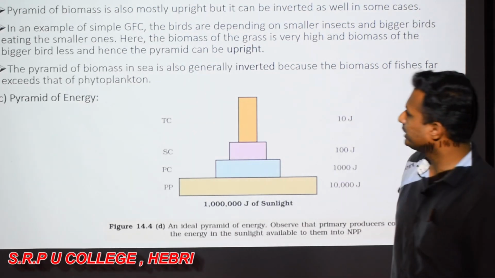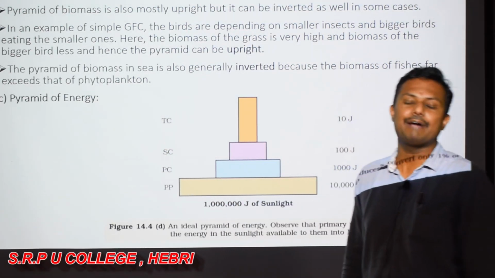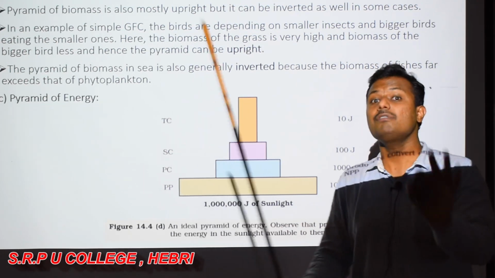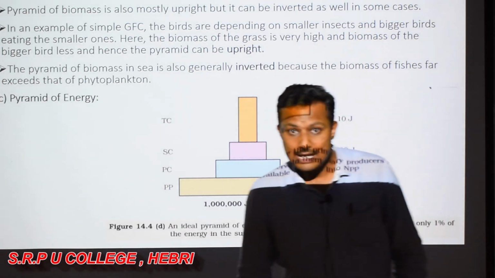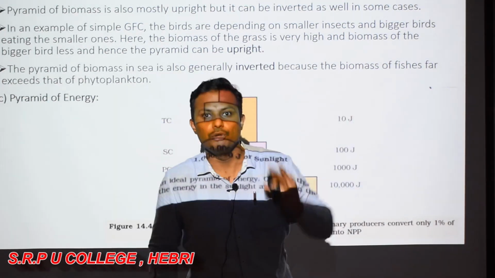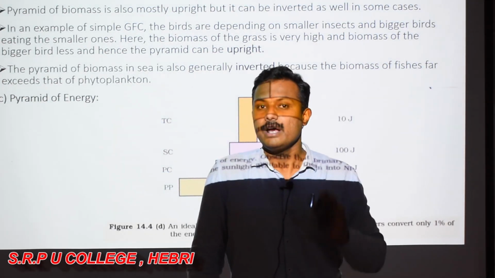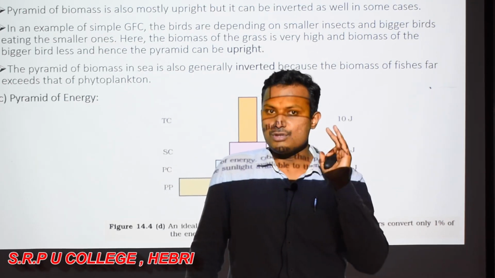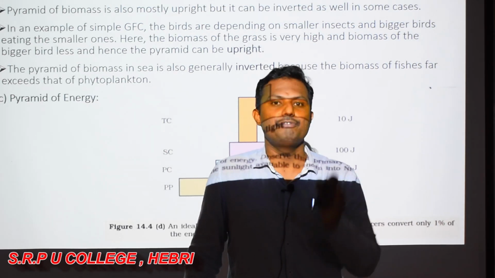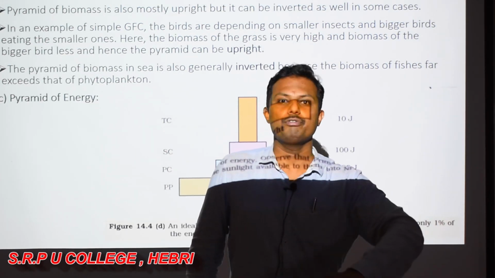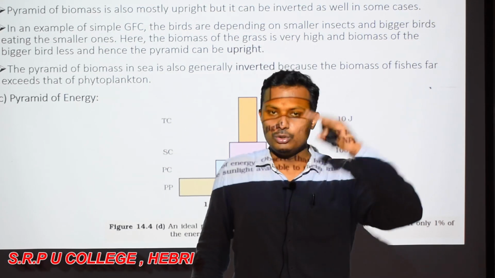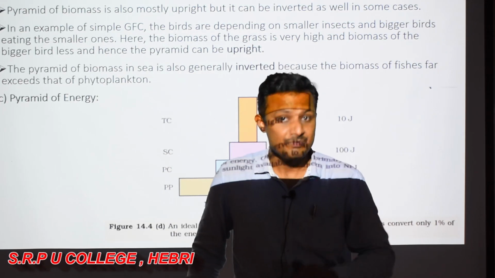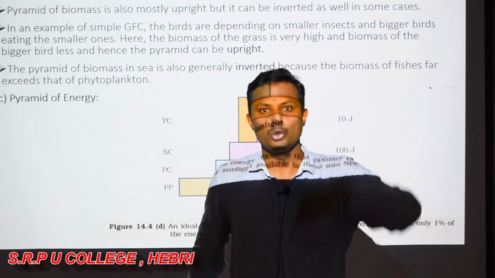Now going for the next one, that is the pyramid of energy. Considering the energy pyramid, the energy pyramid is always upright. Why? We have already studied in energy flow in the previous class that energy will be transferred from one trophic level to another trophic level. It is always a unidirectional flow of energy from the lower trophic level to the higher. It never goes in the opposite direction, from higher to lower.